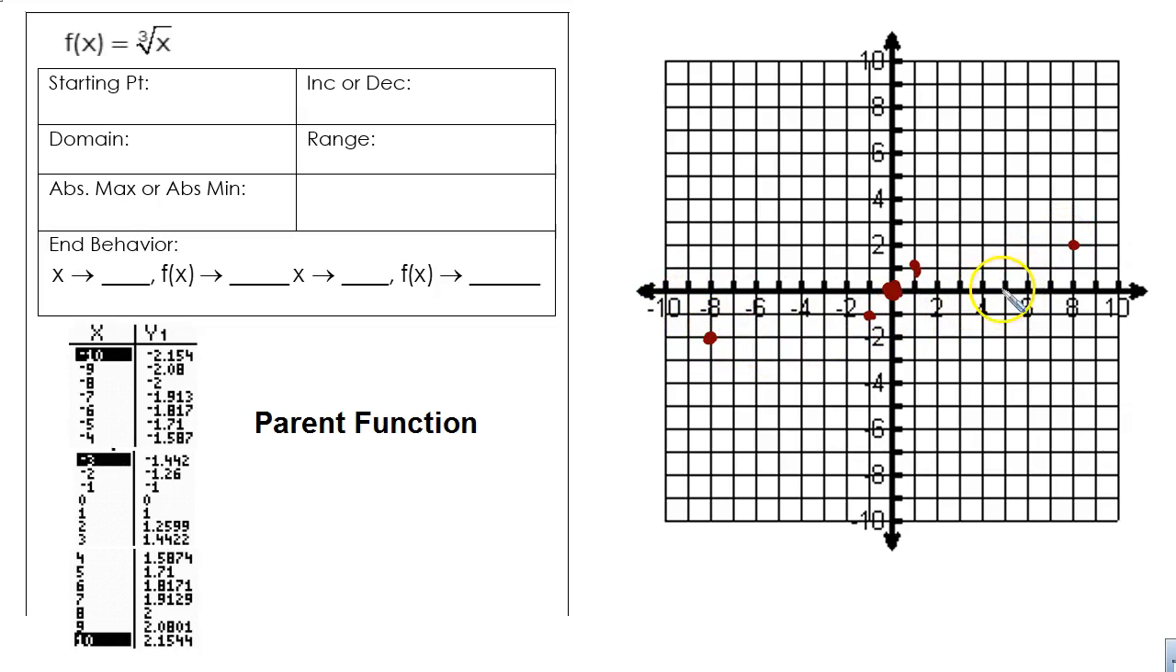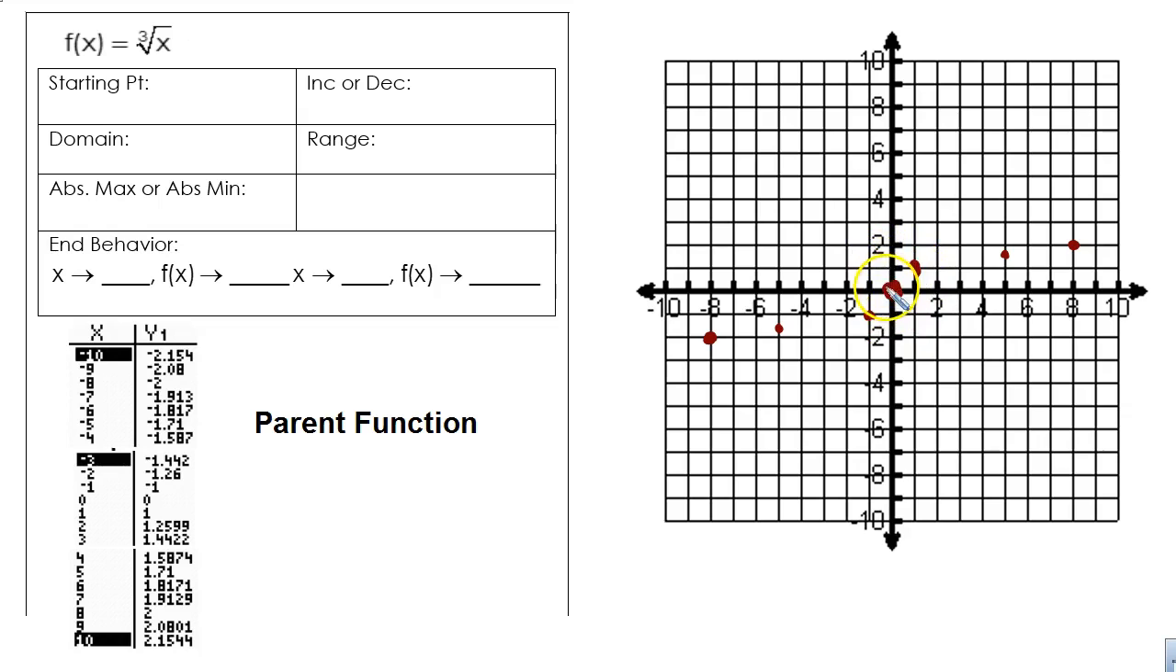Now, I can add some detail in here. Maybe I do 5 and negative 5. Let's see, negative 5 comma negative 1.71, about right here, and 5 comma 1.71, about right here. Get a little bit more detail.